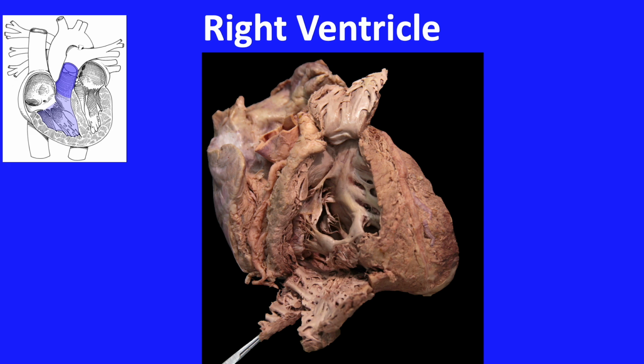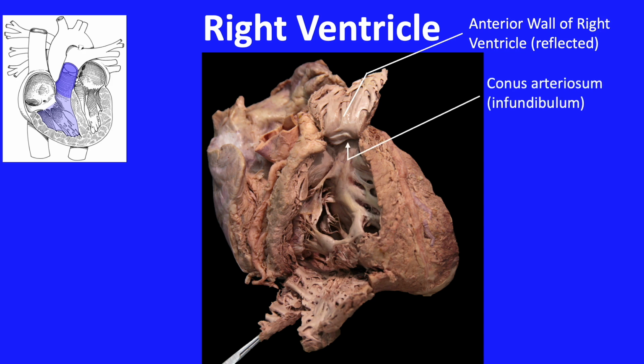The next heart chamber to be explored is the right ventricle. Again, the drawing is of an obliquely sliced heart, and the blue indicates the location of the right ventricle. In the dissection on the right, note that it is the anterior wall of the right ventricle that has been reflected, opening up the chamber to expose its contents. The outflow tract of the right ventricle, which leads to the pulmonary trunk, is the conus arteriosus, also called the infundibulum. Note that this area has a smooth wall.